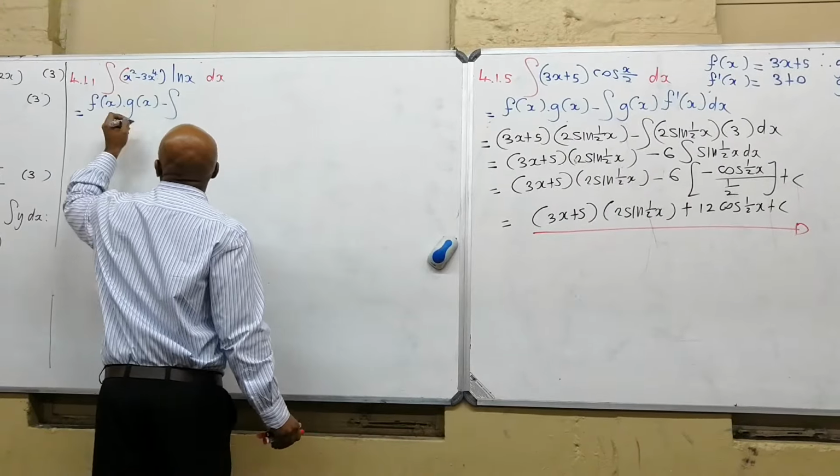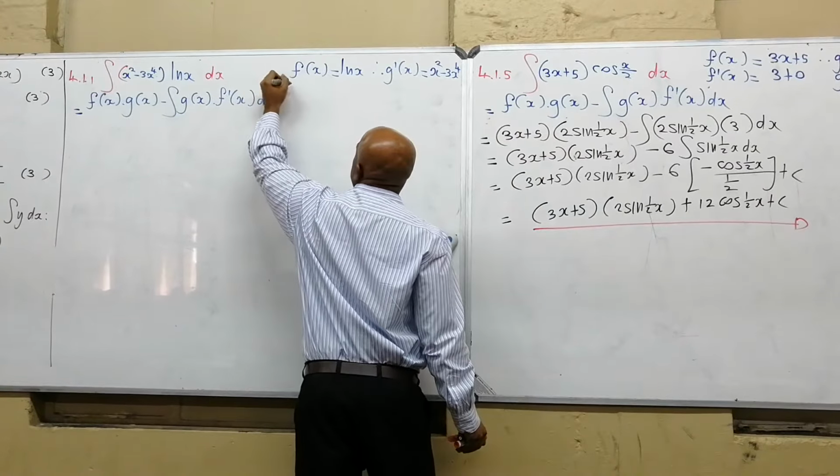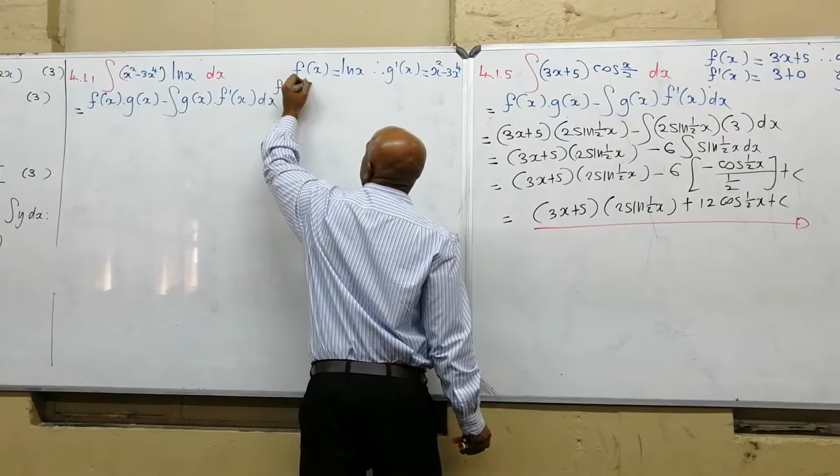So here my f of x from the priority list, f of x is ln x. So therefore your g prime x is x squared minus 3x to the power 4. So f prime x, the derivative of ln x is 1 over x, and then g of x, we need to integrate x squared minus 3x to the power 4. So when you integrate x squared, it will be x to the power 3 over 3 minus 3x to the power 5 over 5. And then substitute.